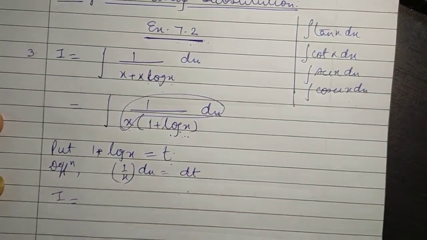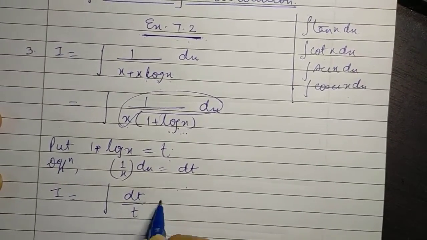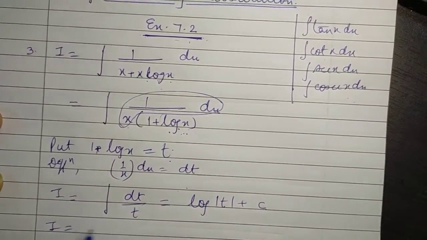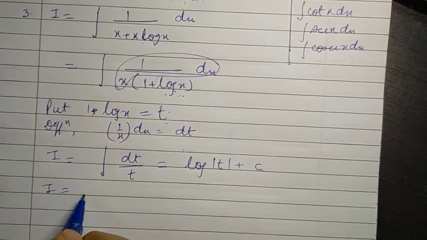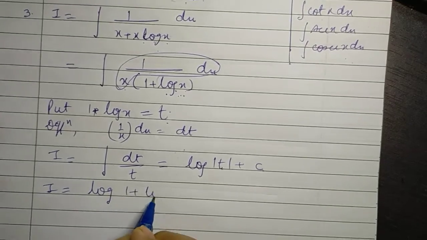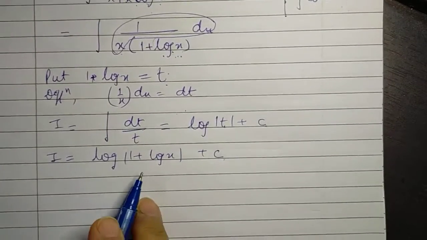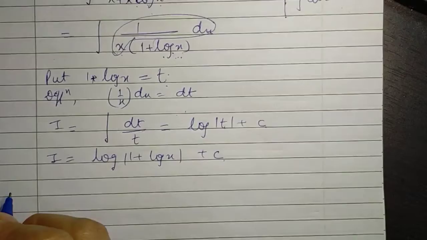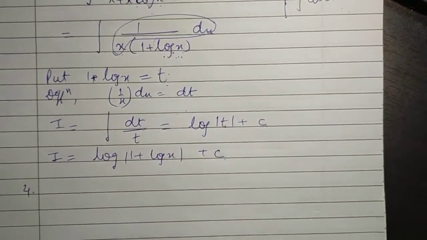So we get I becomes equal to dt over t, whose integral we know is log of mod t plus c. Again we can't leave the result in t because t we have brought in, and so replacing back t we get log of 1 plus log x plus c as the result. So with substitution these questions which look very difficult become very easy to handle. Now similarly, let's take question number 4.